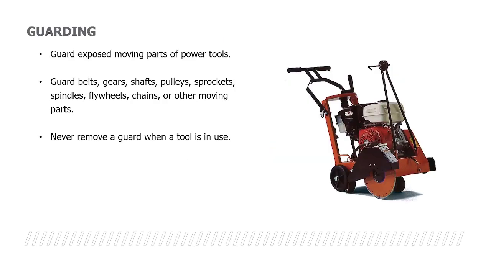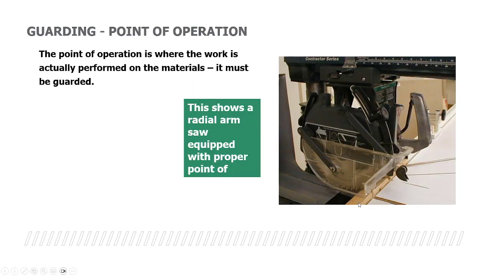Guarding. Guards cover exposed moving parts of power tools. A good example of those may be guard belts. You've got gears, shafts, pulleys, sprockets, spindles, flywheels, chains, and any other moving part. Never remove a guard when a tool is in use. That guard is designed to do what? Protect you as the operator of that particular tool that you're trying to use at that given time.